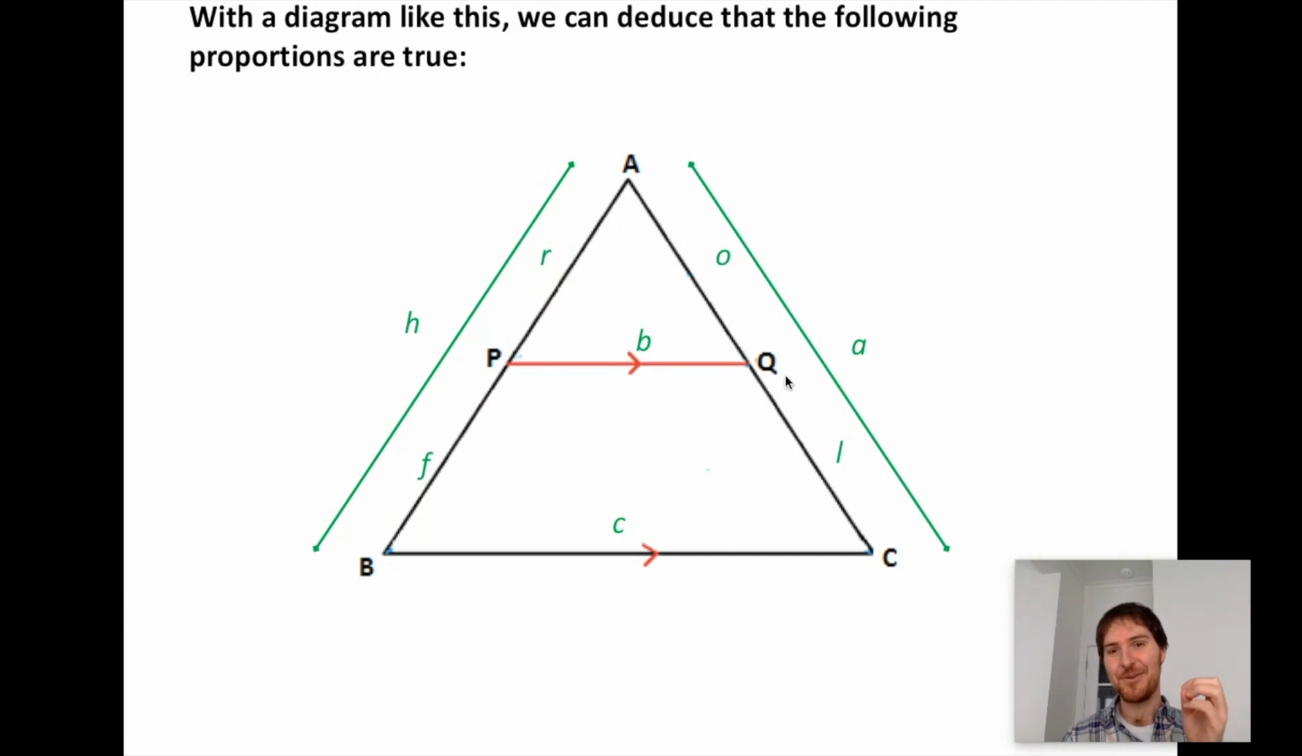I wanted to show, instead of writing AQ and QC, that would have been completely overwhelming to have two letters for both these distances. So I'm just doing the one little letters here. This is AP right here.